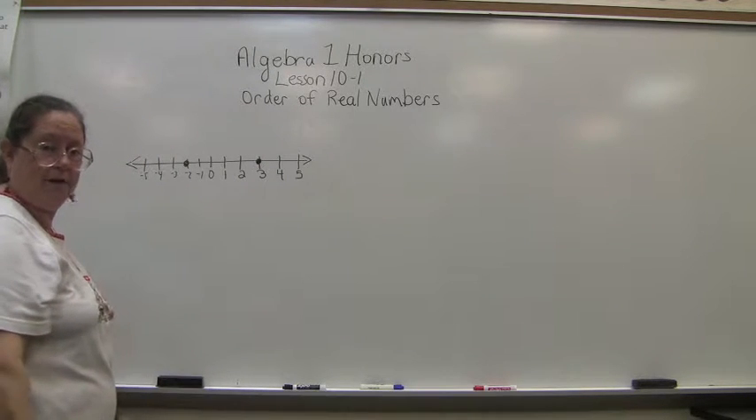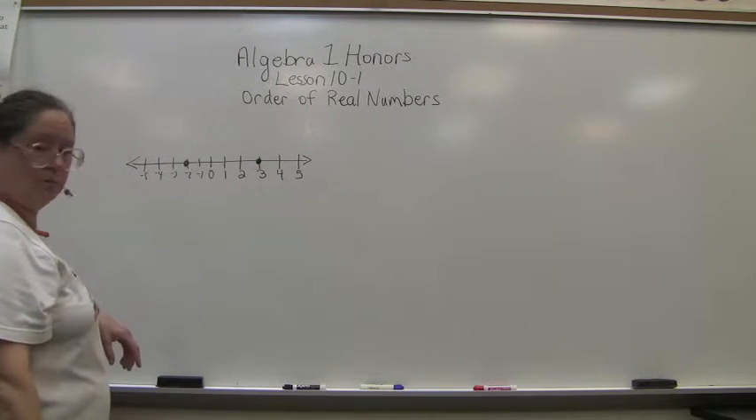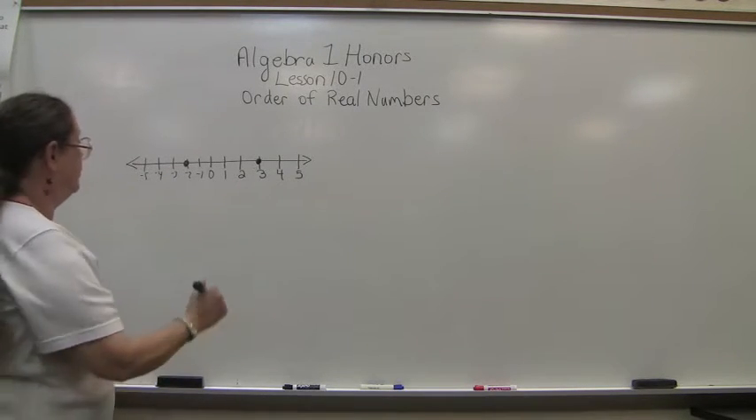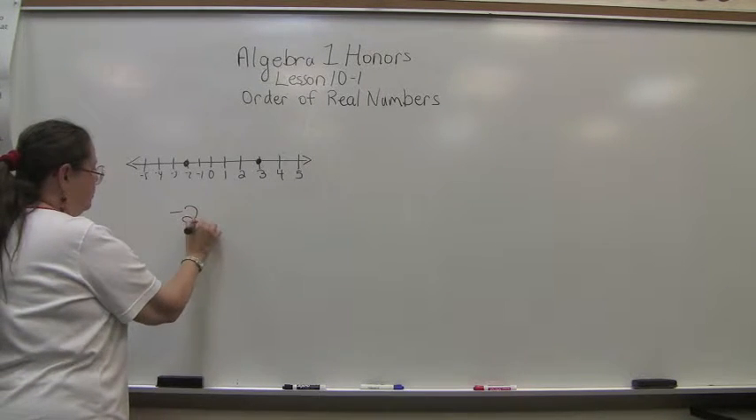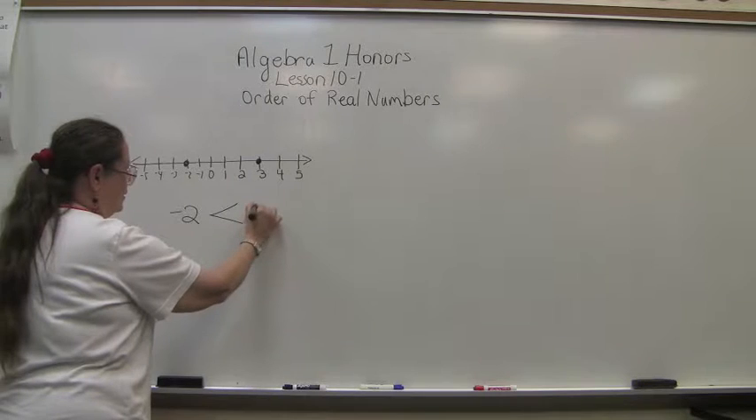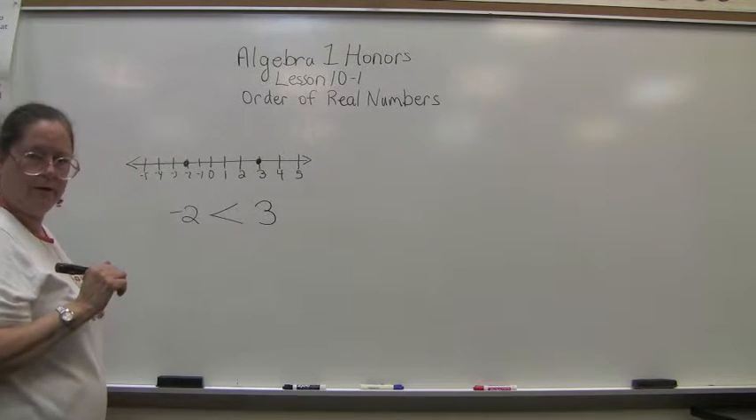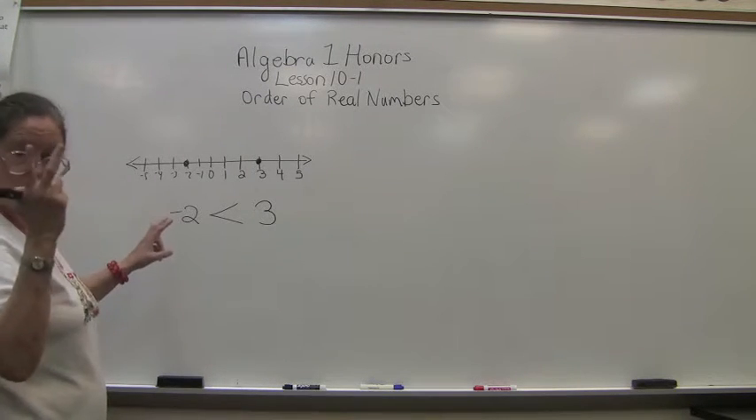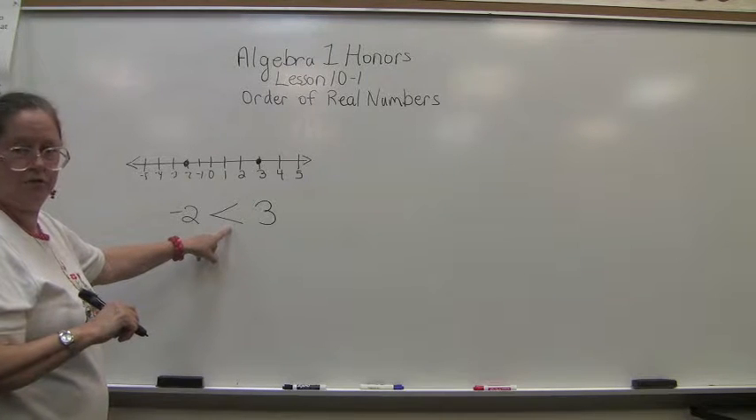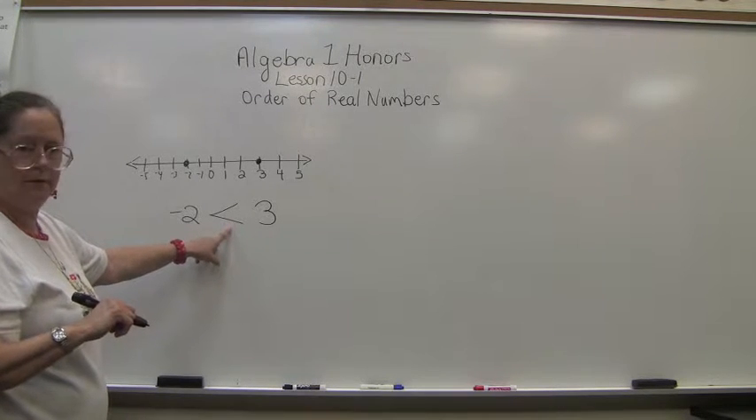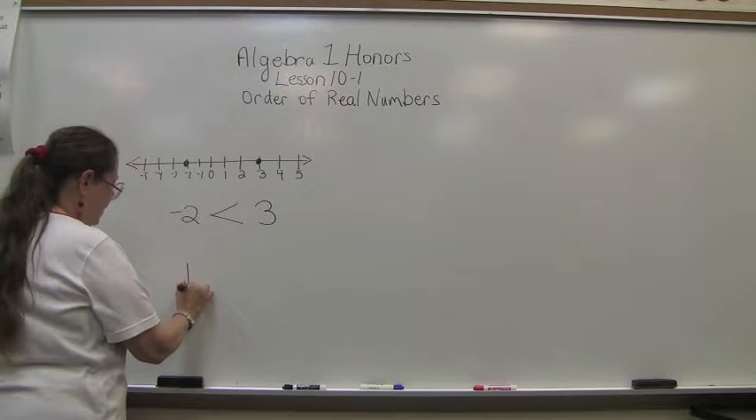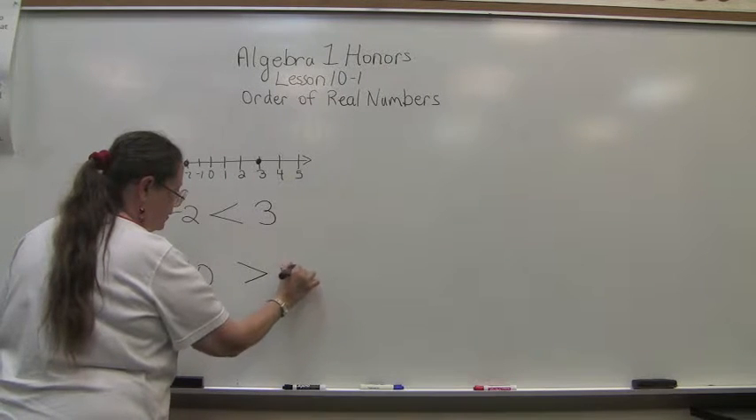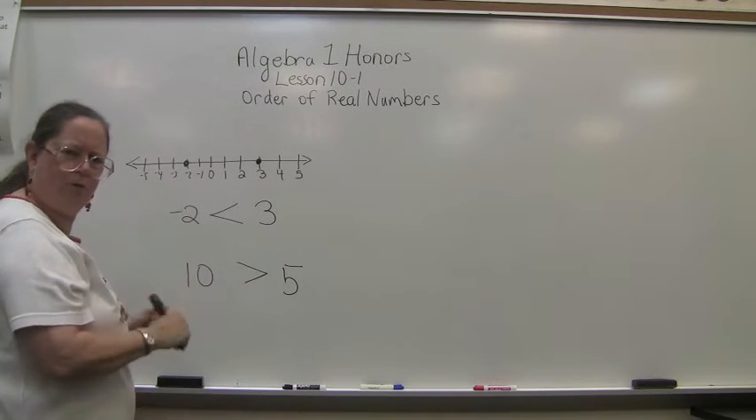Now, the way that we write that, as mathematicians, we have symbols so that we don't have to draw the number line and look at it, and we don't have to use words necessarily. We would write -2 is less than 3. Now, there's another really cute trick to help you remember which way the sign goes. Which one means less than? Because if you had a sign like this, 10, you would say is greater than 5. This is the greater than symbol. But how do you remember which one is which?